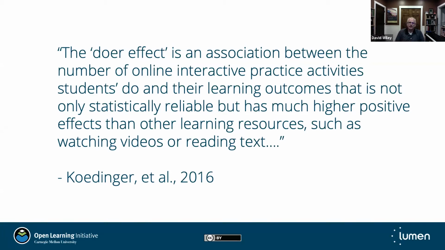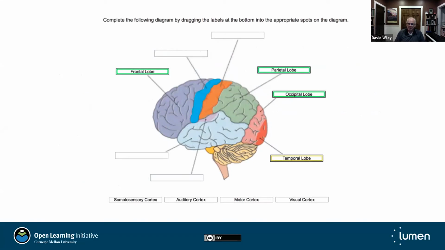Go ahead, Norman. This next slide is an example. If it looks pretty straightforward, it is pretty straightforward. It's just asking the students to label the parts of the brain and giving them a little feedback about whether they're getting that correct or not.